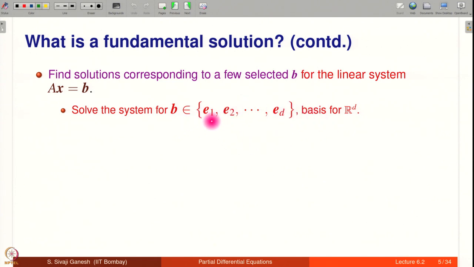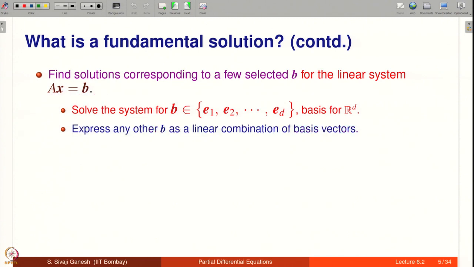Let us say we take the standard ordered basis e1, e2, ..., eD for R^D. So, e1 will be the D-tuple where the first component is 1, the rest of them are 0. e2 has the second component 1, the rest 0. And similarly, eD has the Dth component 1 and the first D minus 1 components 0. We know that this is the standard ordered basis for R^D. So, for each of the basis elements, you solve Ax = b.